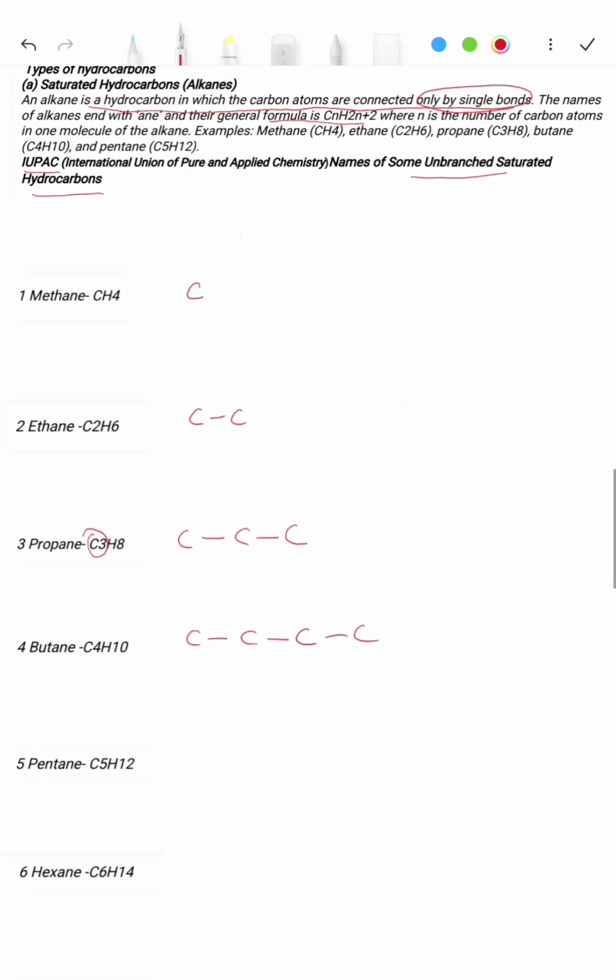In order to fulfill the stable structure of carbon, we just have to fill the bonds with H. Carbon can have only 4 bonds. Be very careful when you fill the structure of carbons, because if you have filled 5 or fewer than 4, say 3, your structure becomes wrong. So methane is CH4, that is C1 and H4. And ethane has C2 and H6.